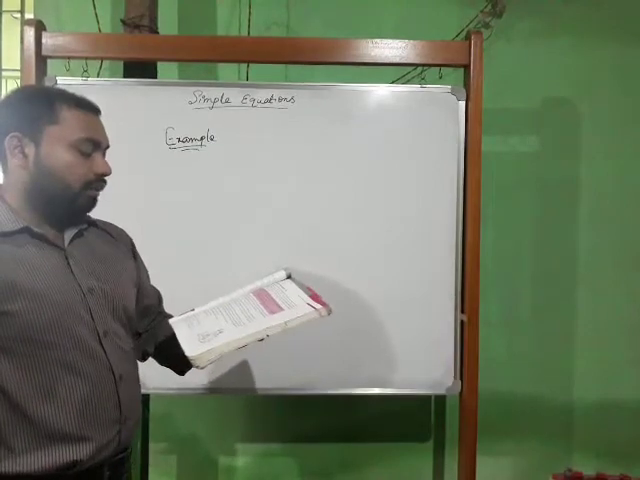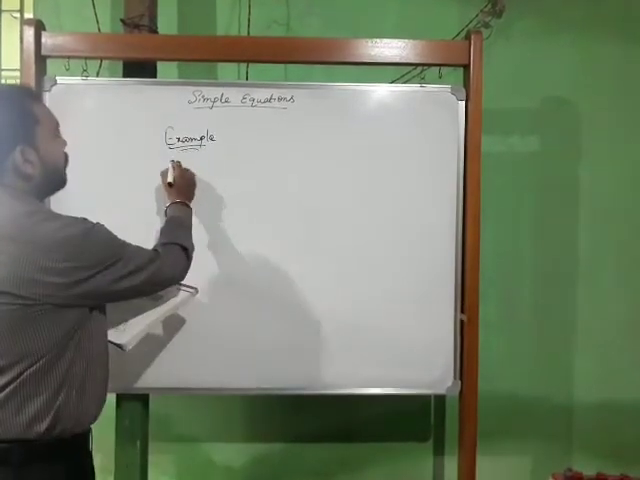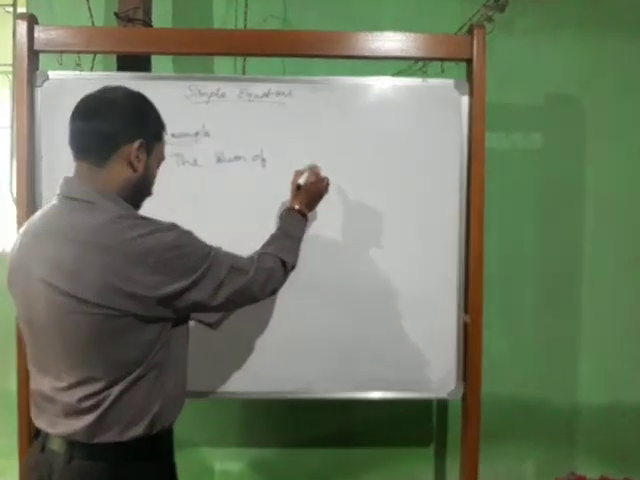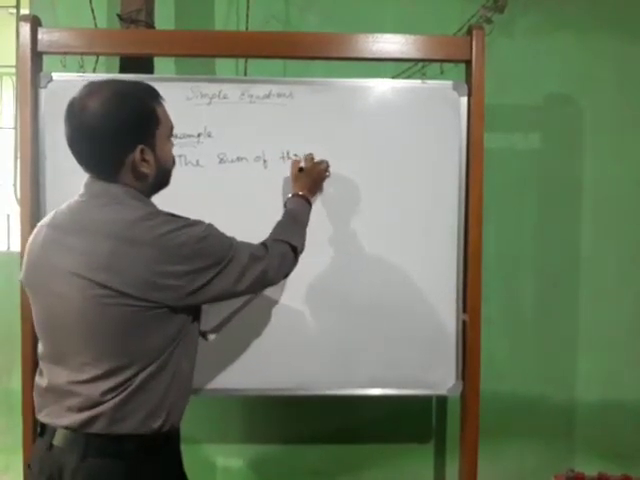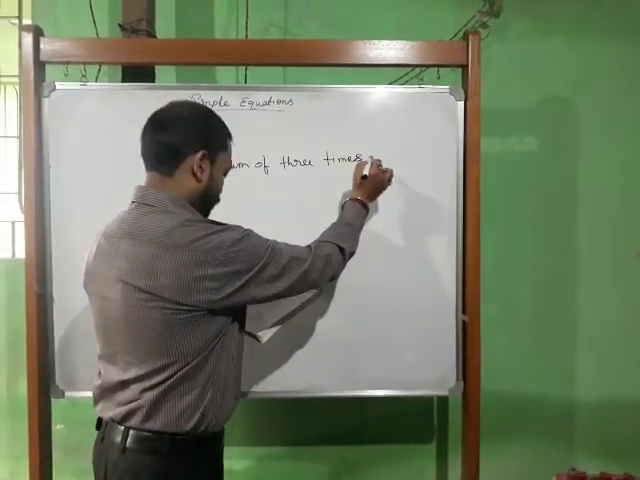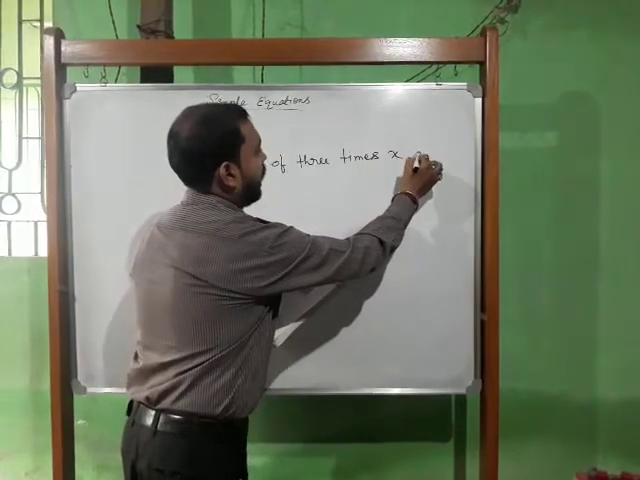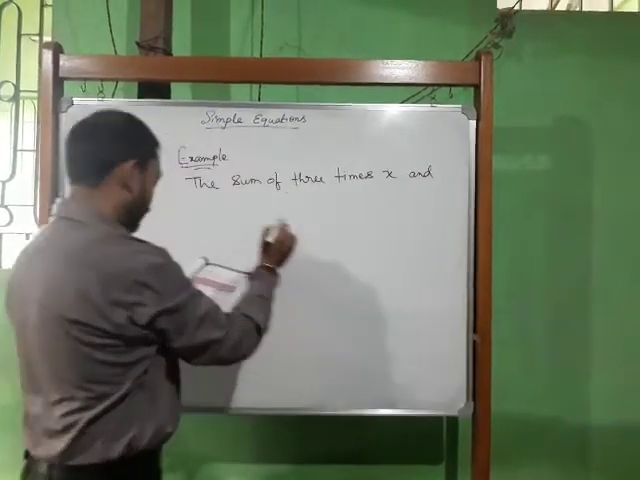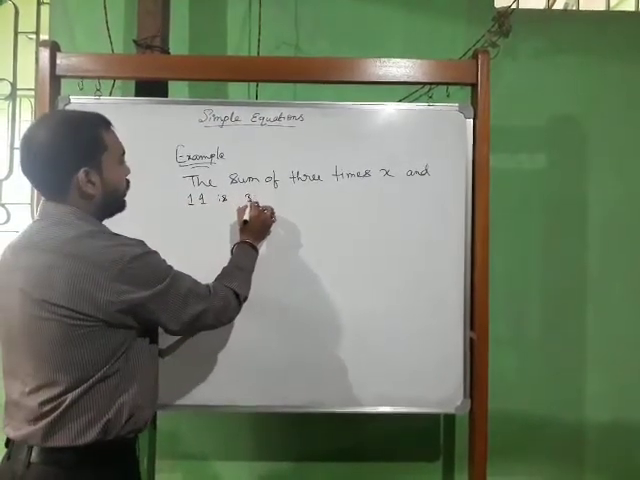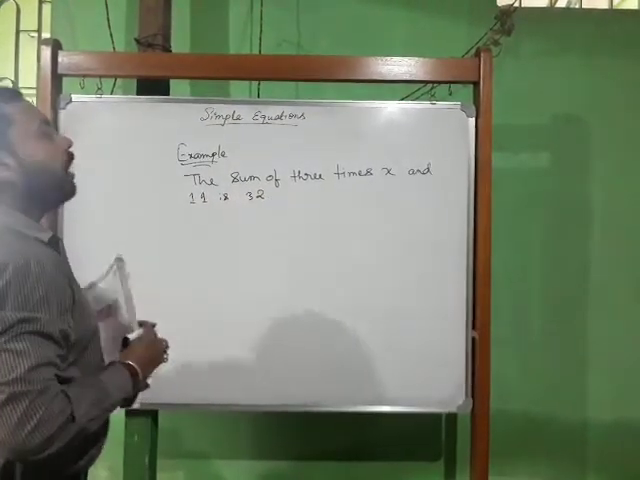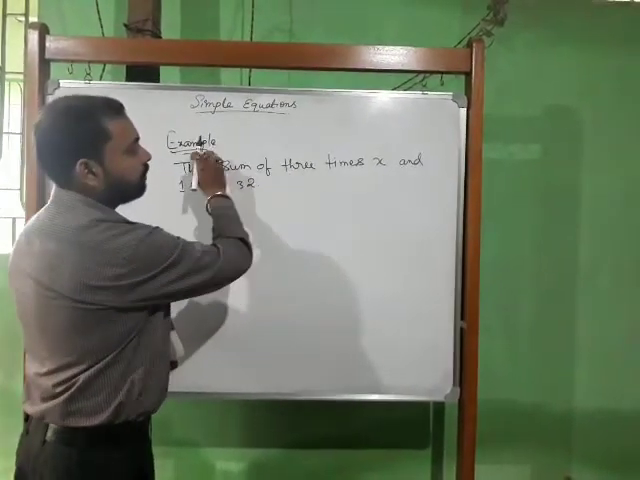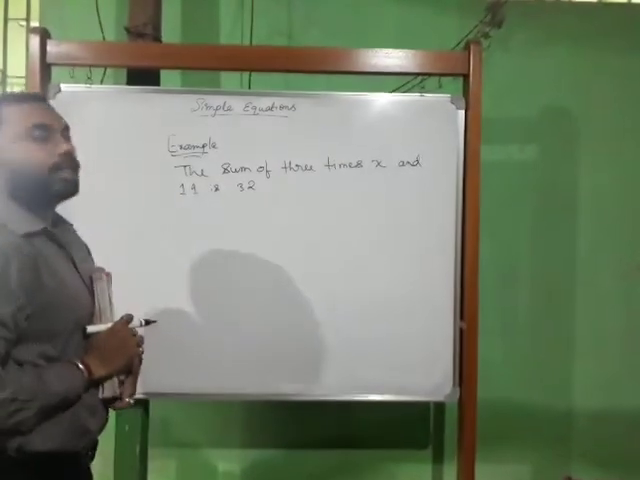One statement is given: the sum of 3 times x and 11 is 32. So now how can you express this sentence as an equation?